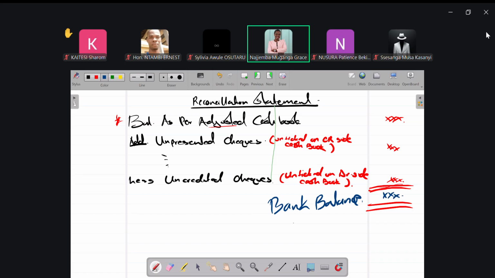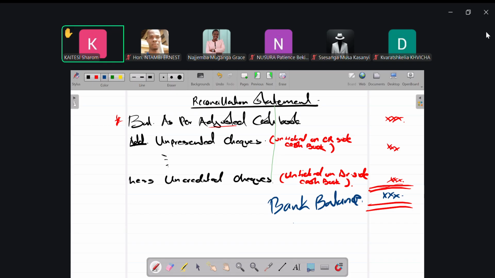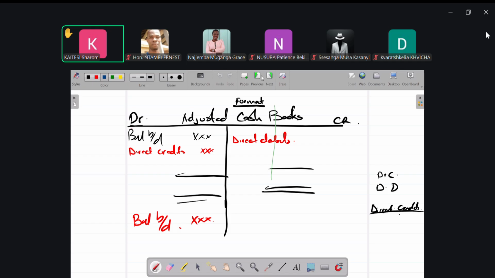Yes, Kaites. Madam, my question is about the adjusted cash book. Yes, the adjusted cash book where we have the balance brought down. Was it there, or maybe it's me who made a mistake? And also the balance as per adjusted cash book, was it there in the bank reconciliation statement too?